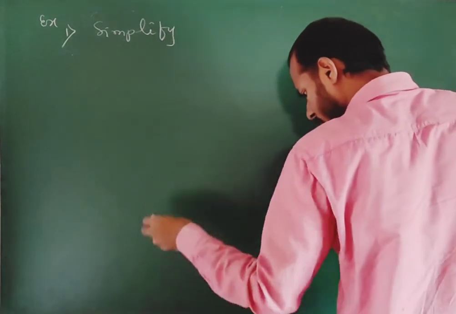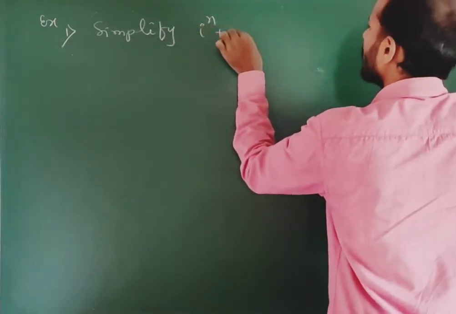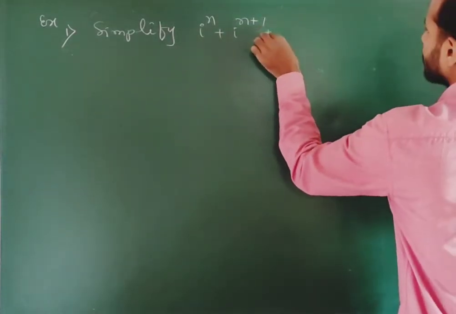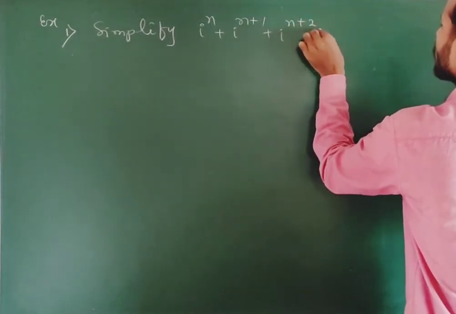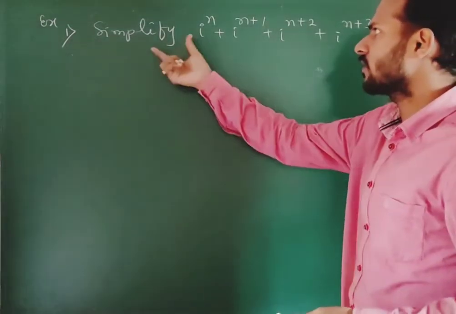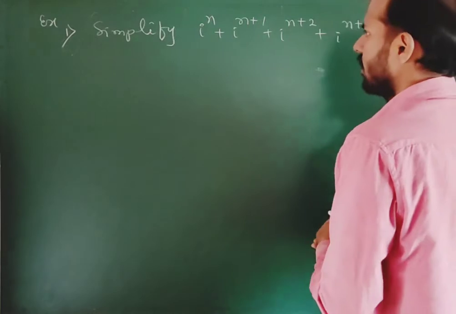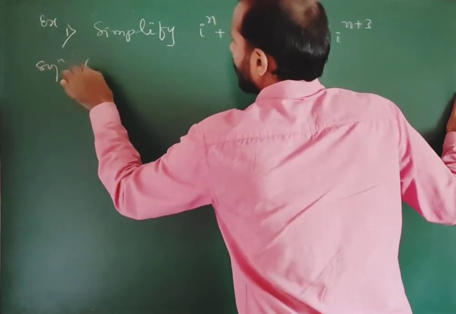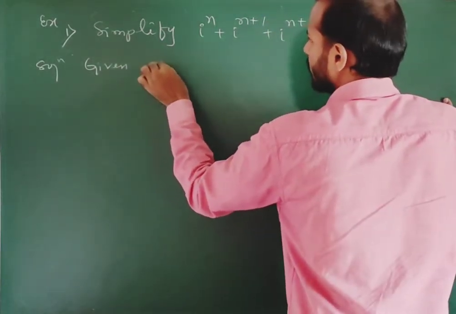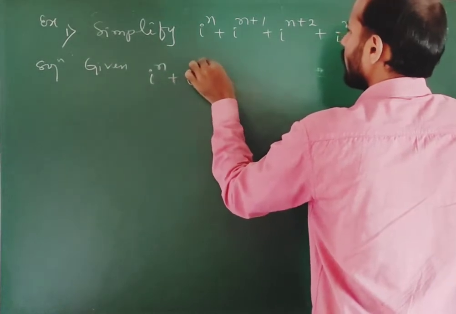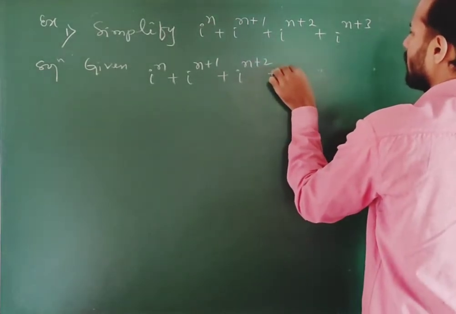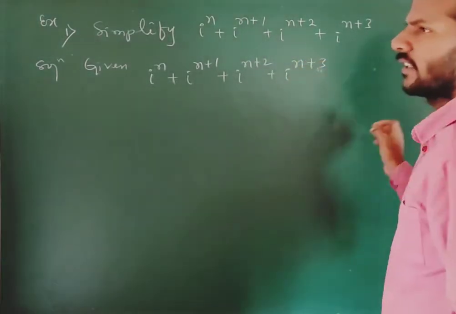Example 1. Simplify i to the power of n plus i to the power of n plus 1 plus i to the power of n plus 2 plus i to the power of n plus 3. What are we given here? Just simplify this expression, right? Solution. Write down the given expression once again: i to the power of n plus i to the power of n plus 1 plus i to the power of n plus 2 plus i to the power of n plus 3.